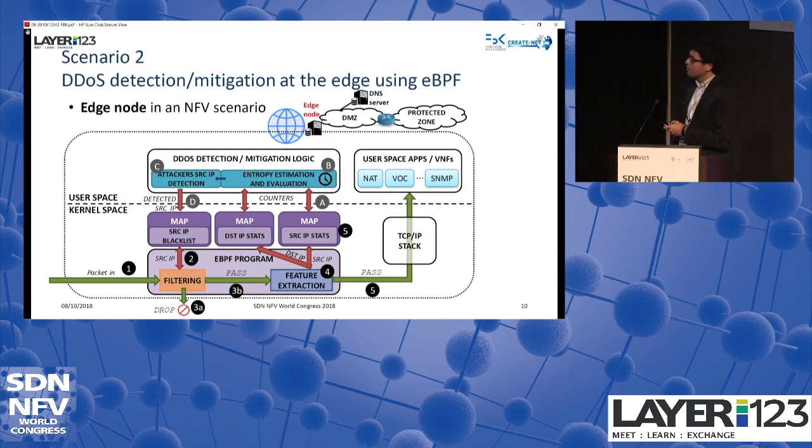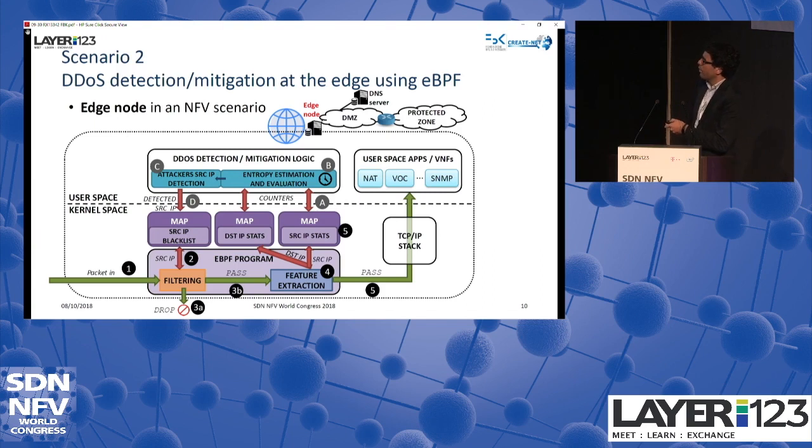So, second scenario: we are implementing our DDoS detection and mitigation in a scenario in which you have an edge node that hosts virtualized network functions, and that is connected to a DMZ where there is a DNS server. We want to filter the traffic that we find is malicious, directed to this specific DNS server. So this is another algorithm, okay? What we do here is inject an eBPF program that does this kind of operation.